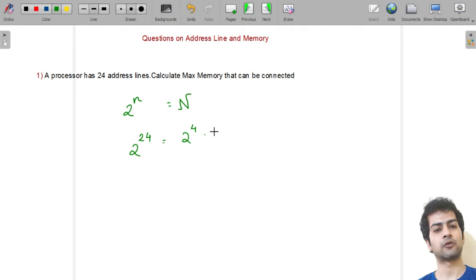We can write it like this: 2 to the power 4 times 2 to the power 20, which is 16 times 2 to the power 20. 2 to the power 10, I told you, is 1 kilobyte, and 2 to the power 20 is 1 megabyte. So it will be 16 megabyte. So 16 megabyte of memory can be connected with this processor having 24 address lines. I think it is an easy, simple formula.